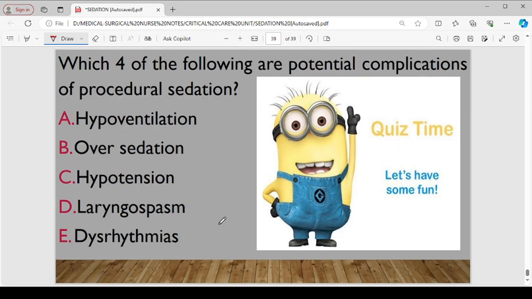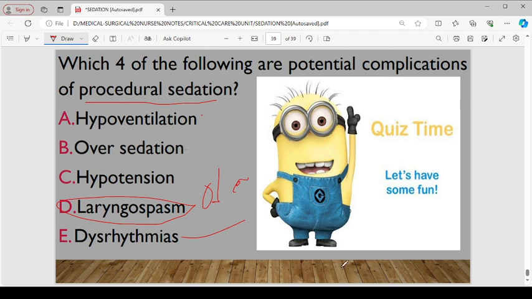Okay. Which of the following are the potential complications of procedural sedation? Guys, we have looked at several complications, including hypoventilation, oversedation, hypotension, and dysrhythmias. It's only laryngospasm that will be the odd one in this case. So the other ones should be documented as the main ones, guys.